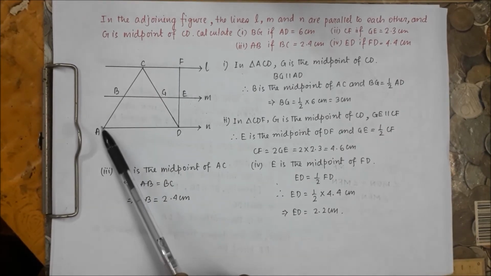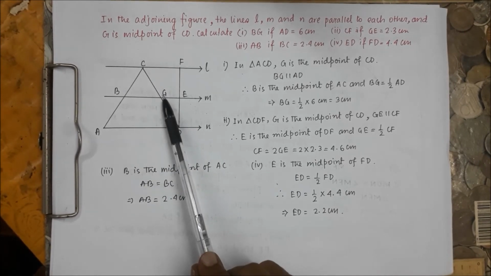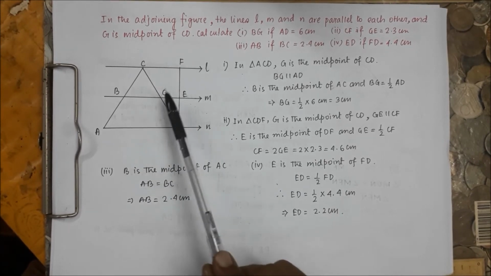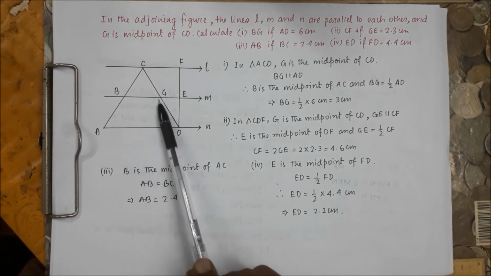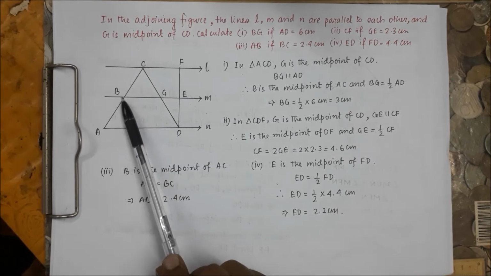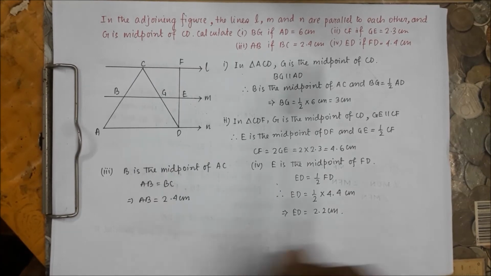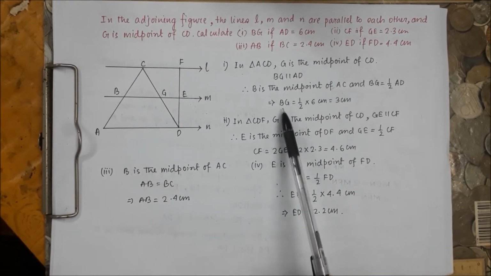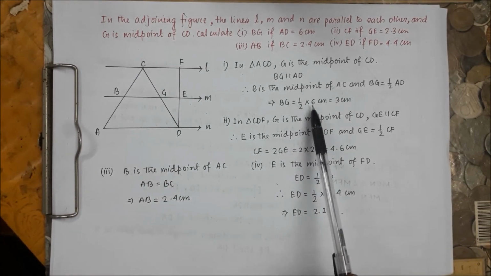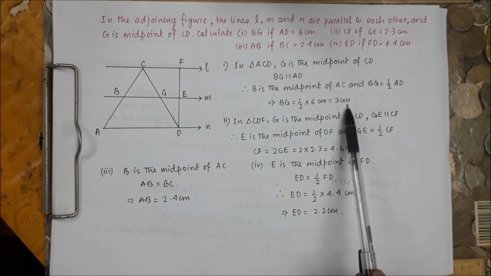Now in triangle ACD, G is the midpoint of CD and BG is parallel to AD. Therefore, by the converse of the midpoint theorem, B is the midpoint of AC and BG is equal to half of AD. Therefore BG is half of AD, which is given as 6 cm, so you will get 3 cm.